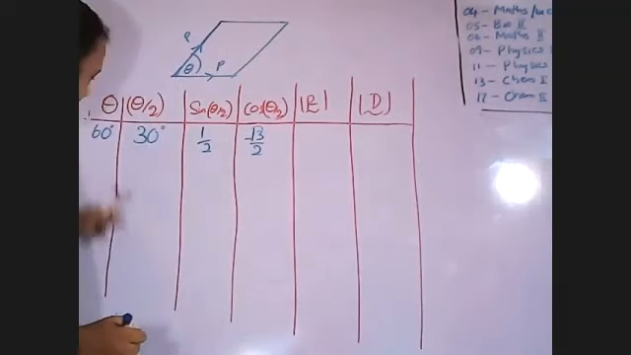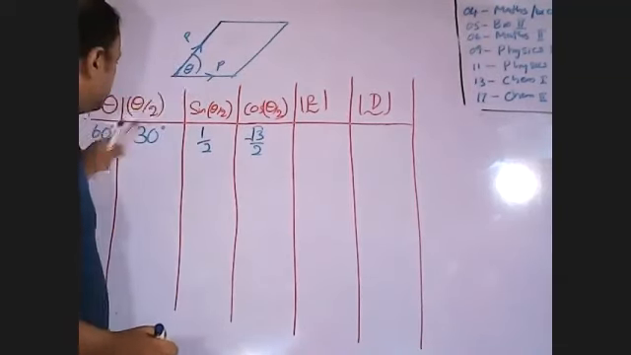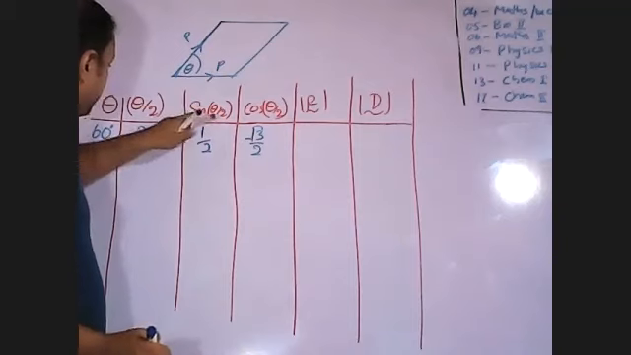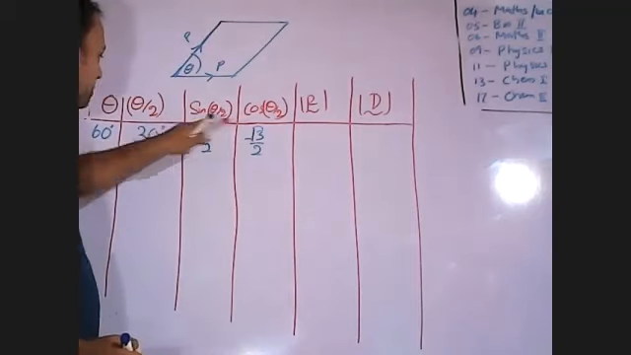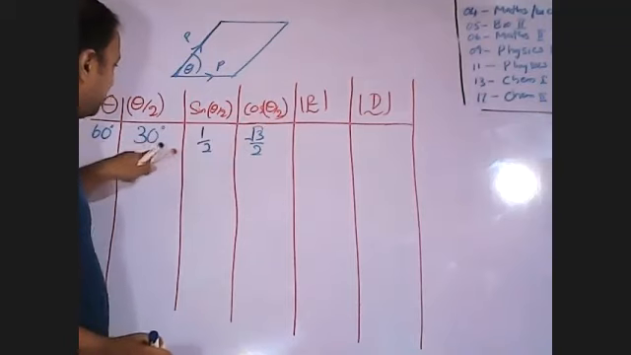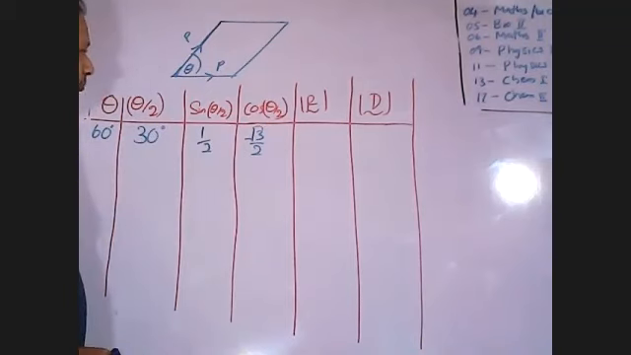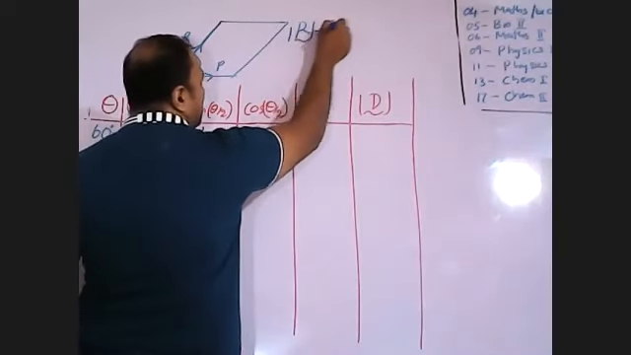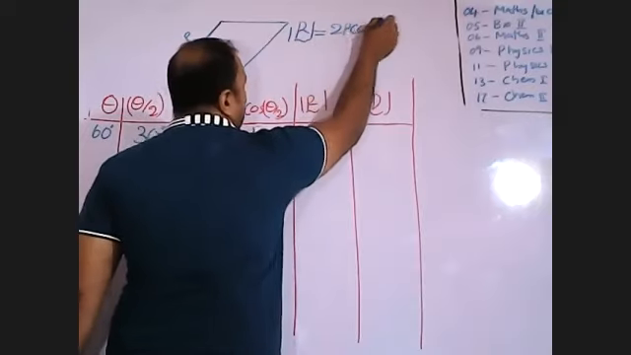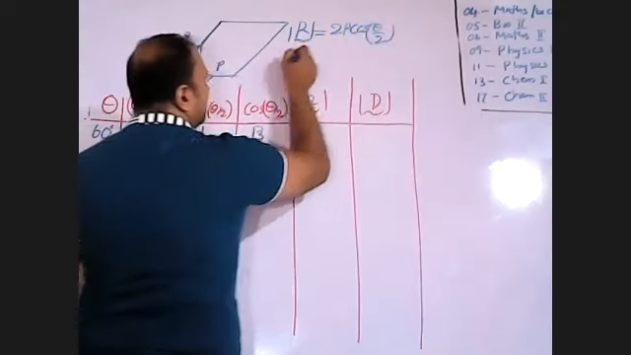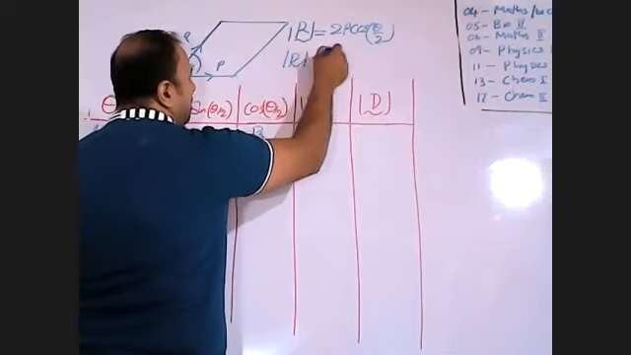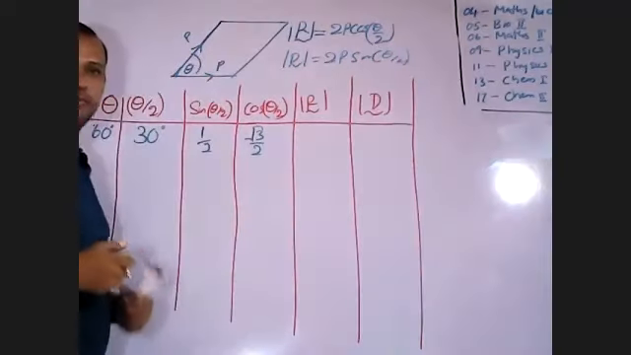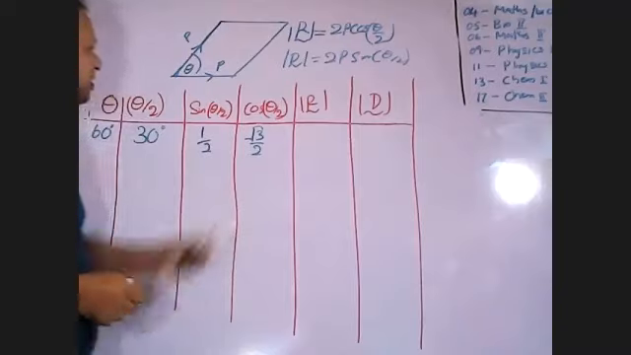Okay. If theta is 60, theta over 2 means half of the angle. That is 30. Therefore, sin theta over 2 means sin 30. This is half. Cos 30 is root 3 over 2. Okay, now there are two equations. R is equal to 2P cos theta over 2. D is equal to 2P sin theta over 2. Those are two equations. Now I can apply these values to the equations.